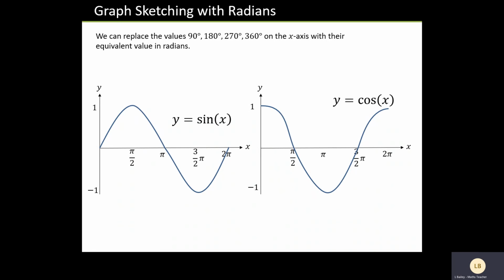Again, the cosine curve, it's the same shape graph. All that's changed is we've got pi by 2 instead of 90, pi instead of 180, 3 pi by 2 instead of 270, and 2 pi instead of 360. If you'd like to pause me for a minute while you copy down that sketch.